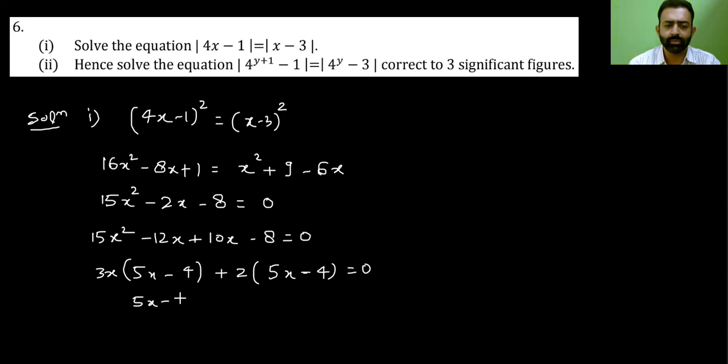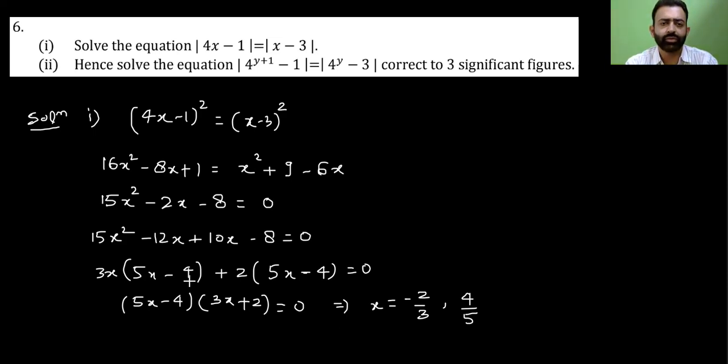So I have (5x minus 4) into (3x plus 2) equal to 0. So there are two possible values of x. One is minus 2 over 3 and another is plus 4 upon 5. Okay, this is your first part.